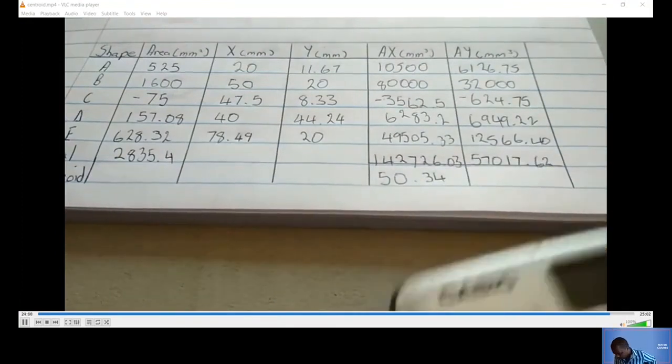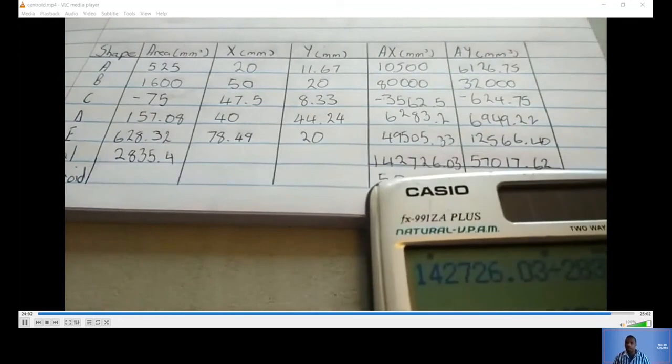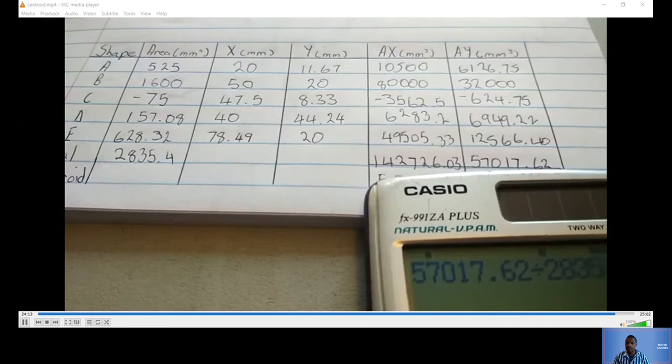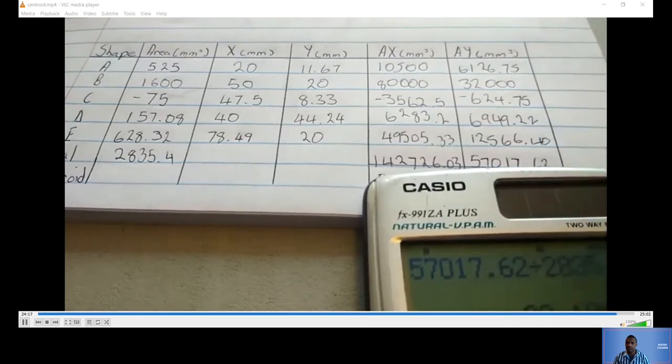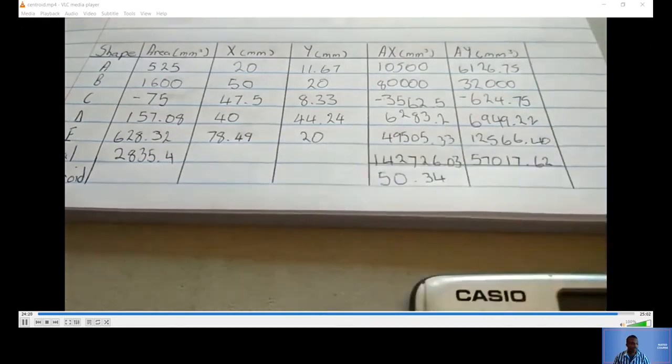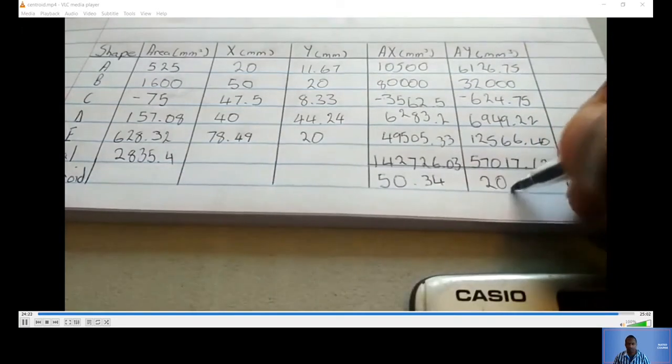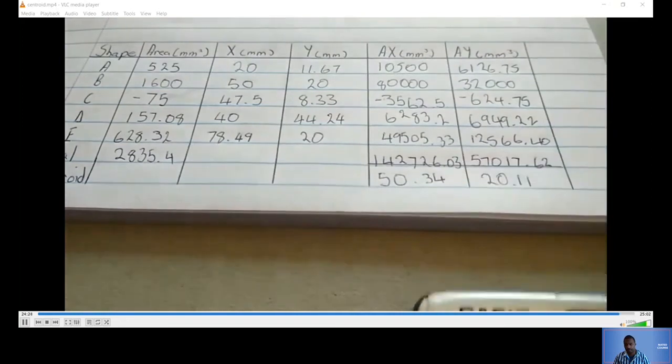And then we're going to do the same for this side. We're going to say 57,017.62 divided by 2835.4. You get 20.1. There it is. 20.11.